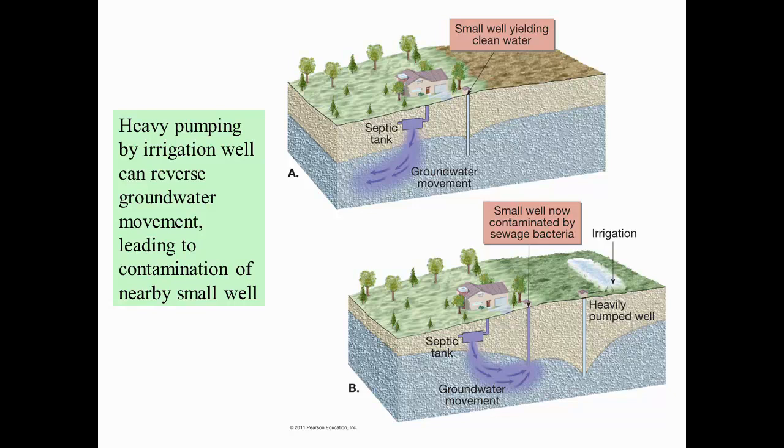this particular situation. But notice that later on a heavily pumped well is sunk and starts to heavily pump the water for irrigation. That pumping is so heavy that it literally reverses the groundwater movement, so that now that small well is contaminated by sewage bacteria. The moral of the story is be careful when you heavily pump that you're not affecting nearby wells, and make sure that the heavily pumped well is not actually reversing the groundwater flow.